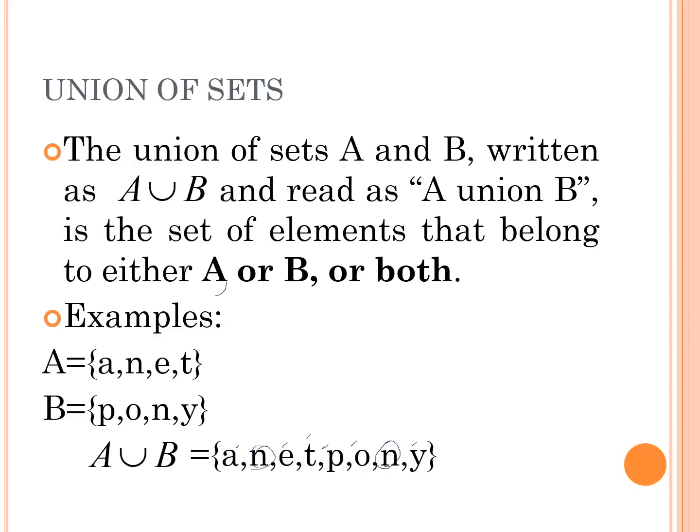They have a common element N. That's why we have to remove the other one. That's why the answer, or the union of set A and B, is A, N, E, T, P, O, and Y. Take note of that. So when listing down the elements of the union of two sets, we make sure that there are no repeated elements. Okay, so this is the correct one and this one is wrong.